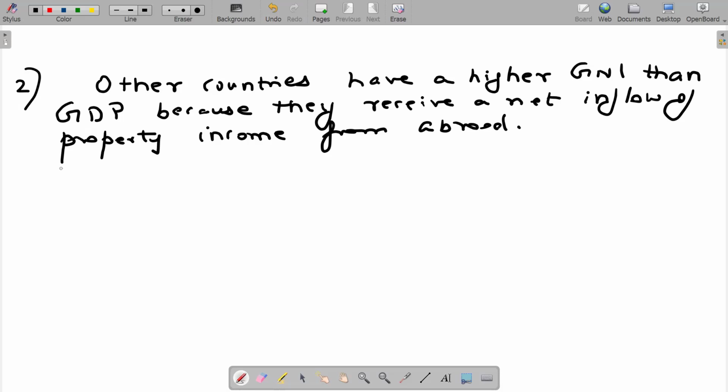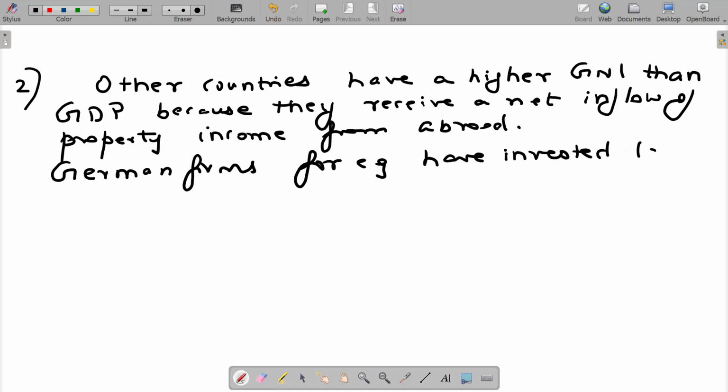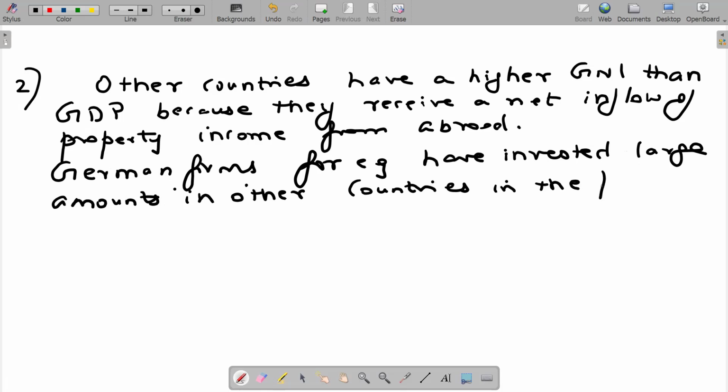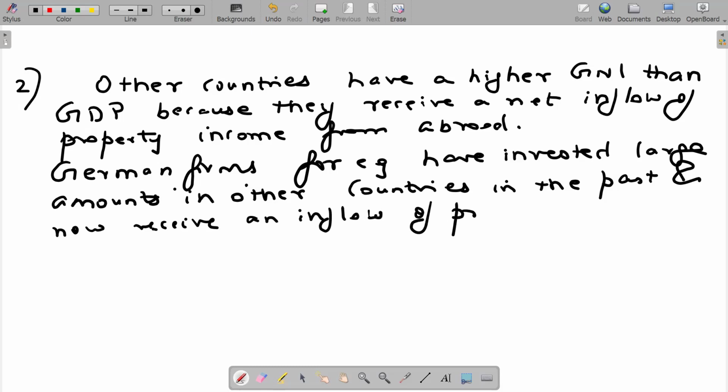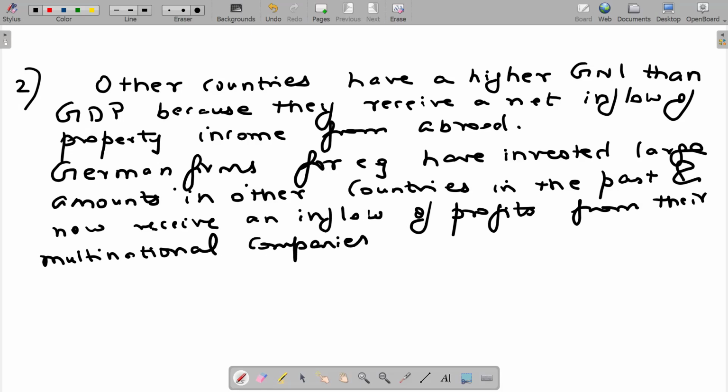Okay, so I can write German firms, for example. German firms, for example, have invested large amounts in other countries in the past, and now receive an inflow of profits from their multinational companies, especially automobiles. Germany is very well known in the market for its automobile production in other countries. So, from their multinational companies operating in other countries.